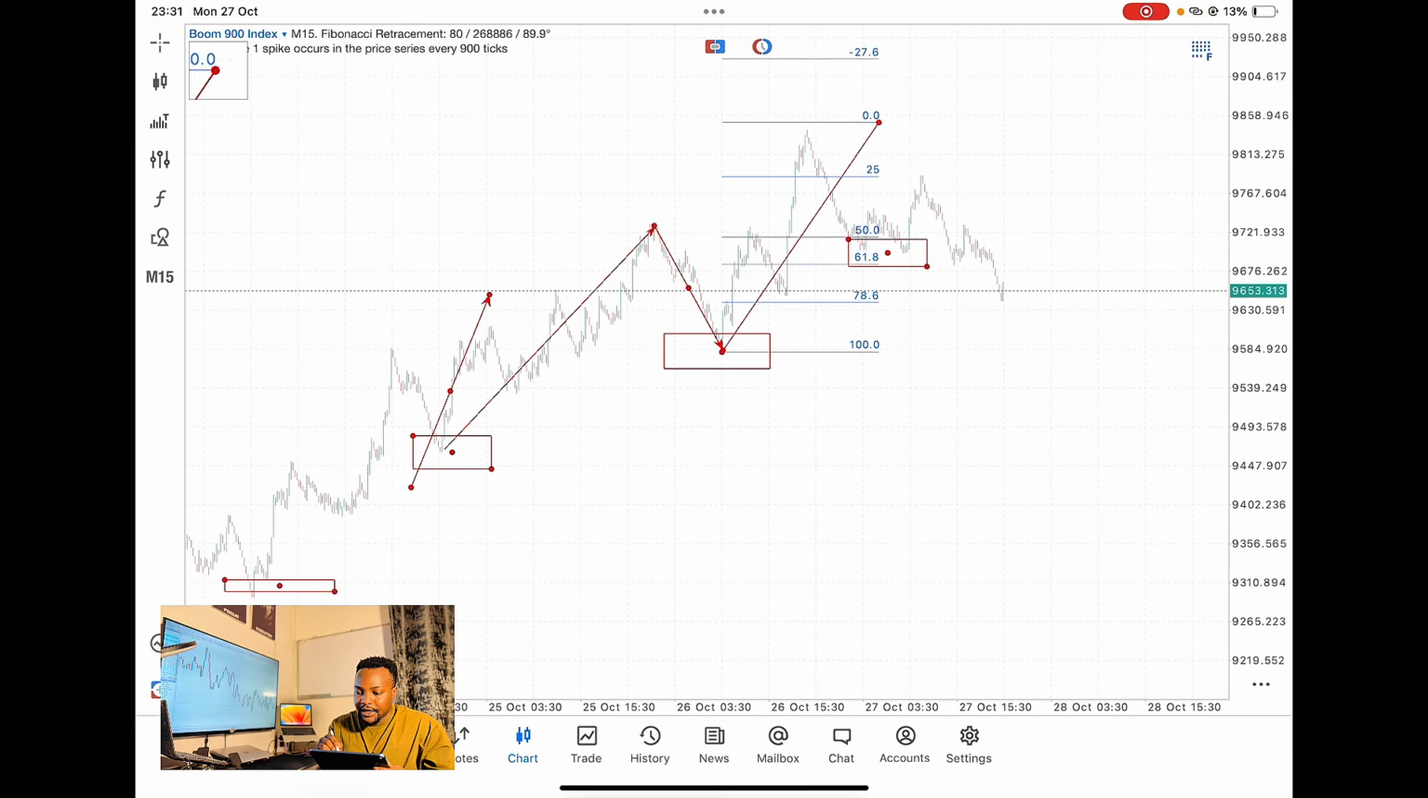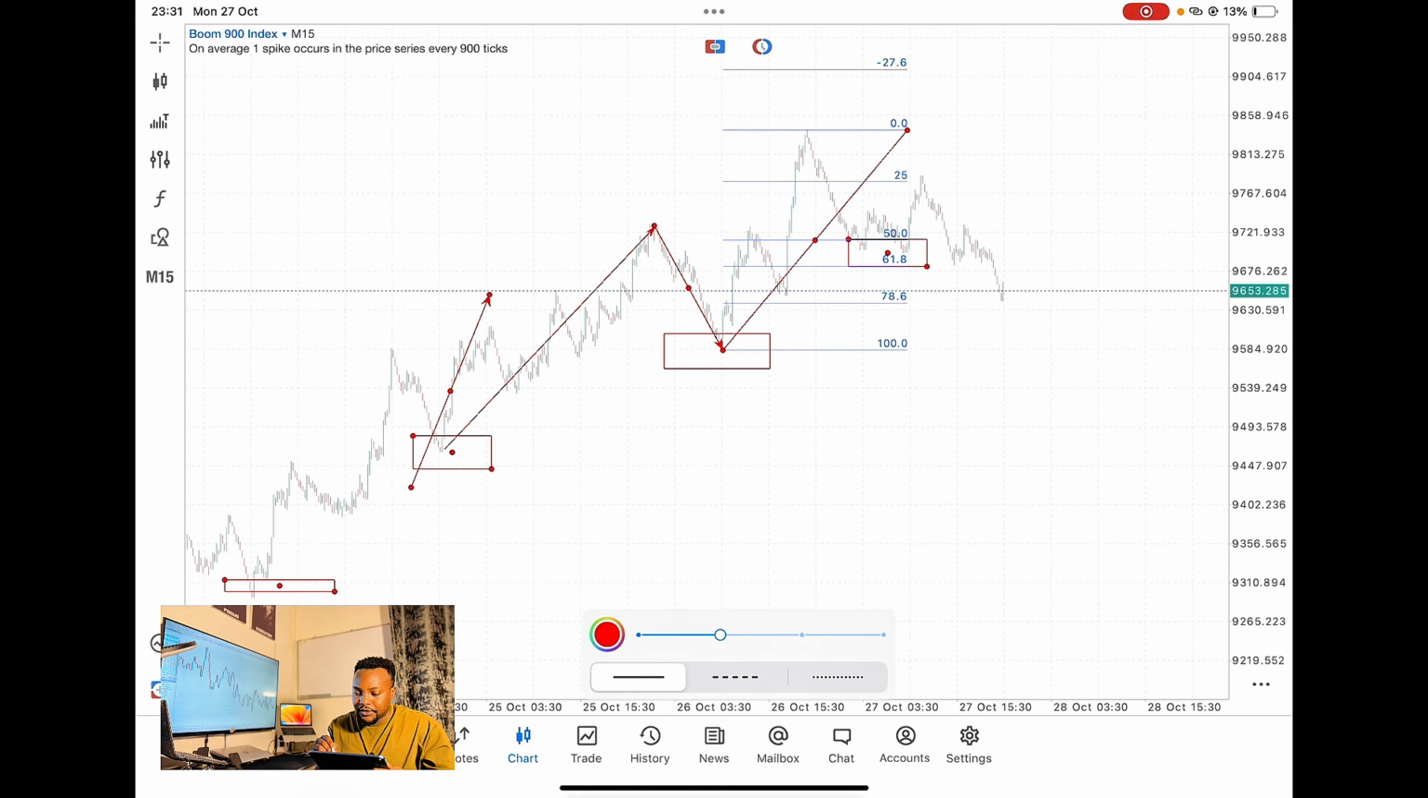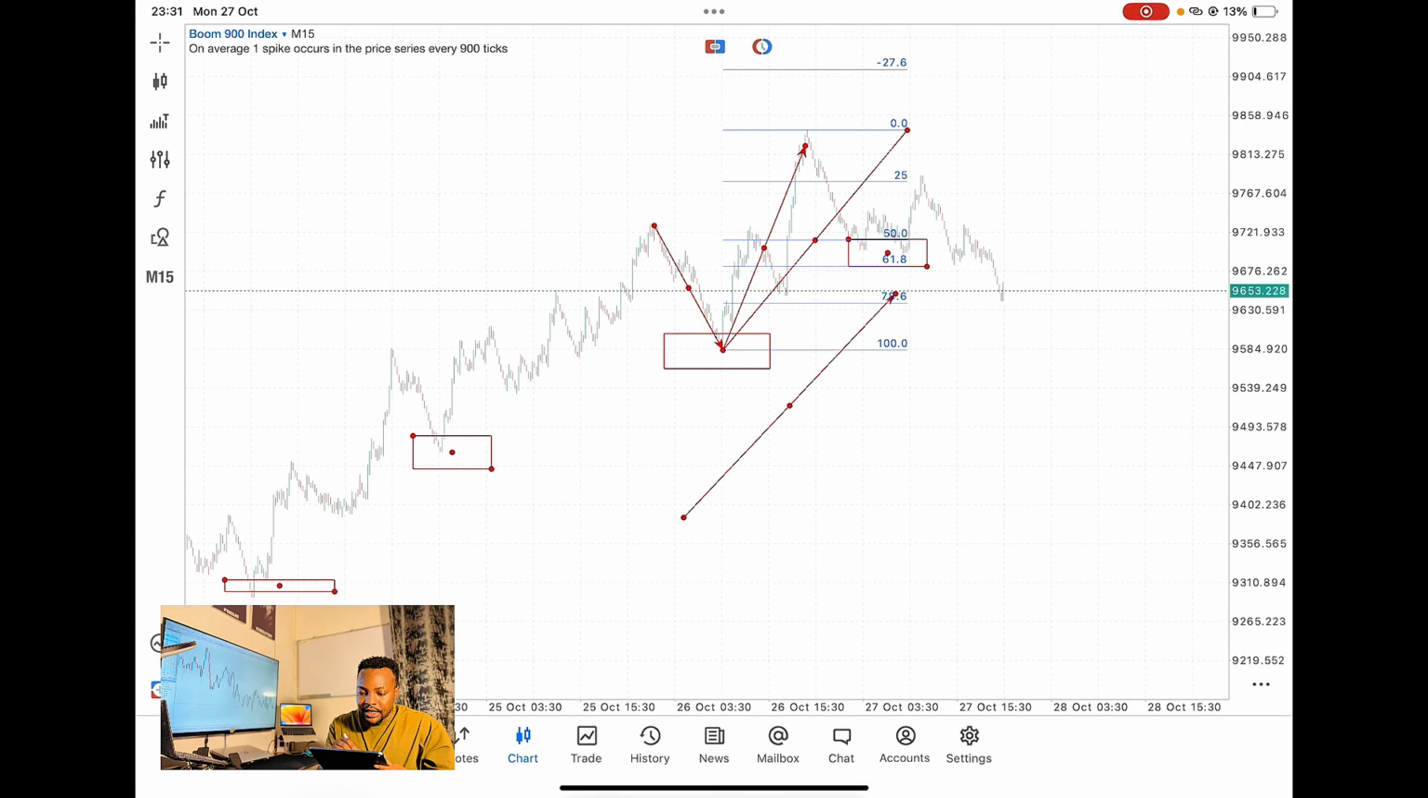So I'm going to start from there all the way up to my last point. So here I'm measuring this movement, and I want to see how far my market is going to retrace down here. And you can see, first of all, we have to pass the 25% mark, which qualifies that we have actually started the retracement.